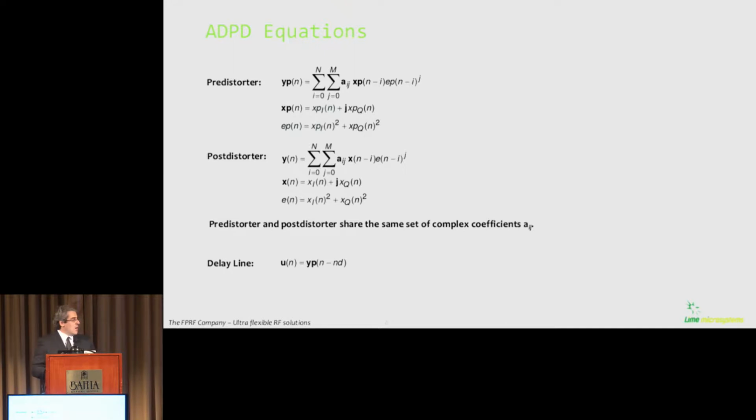Also, the model accounts for the delay line, because in the ADPD loop there is a delay line. We have the ADC, transmitter chip, PA, coupler, and also the receive chain. So the delay line should be accounted for and also imported into the model.